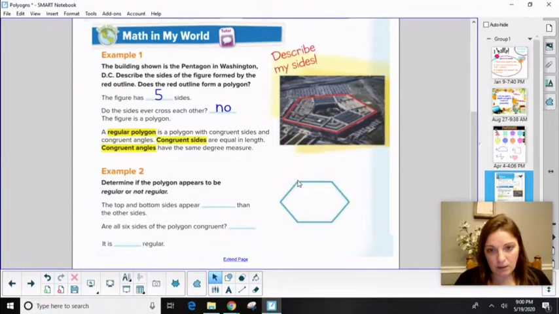Well, when I study this, the top and bottom appear to be a little bit longer than the other sides. So are all 6 of these sides congruent? No. So this is not a regular polygon. And since we've mentioned it, it has 6 sides. So does anyone remember what a 6-sided polygon is called? A hexagon. So this is just a hexagon.